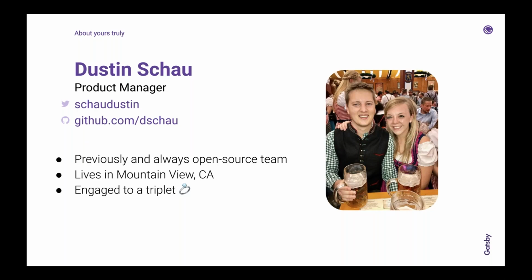So as Caitlin said, my name is Dustin Schau. Any regular attendees to these webinars have probably seen or heard my name before. You might notice a slight role shift. I am, and always was, a software engineer, and started on the open source team. I recently moved to Mountain View, California, so that's been a fun little change. And a fun fact about me that's not really about me is I am engaged to a triplet. So with that said, let's go ahead and get started.